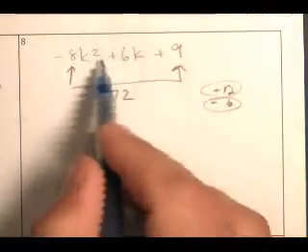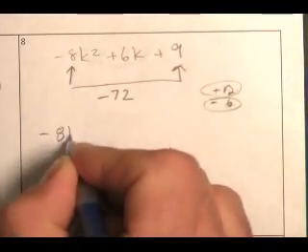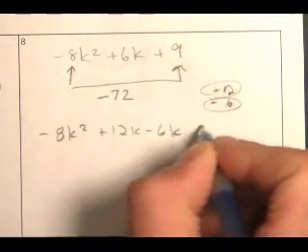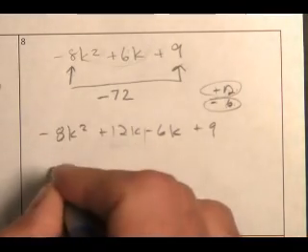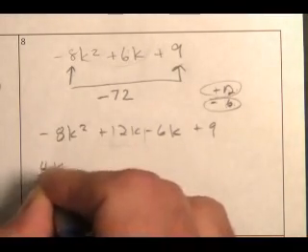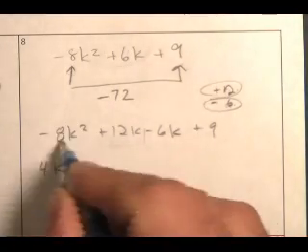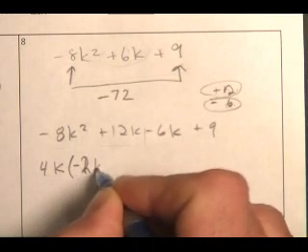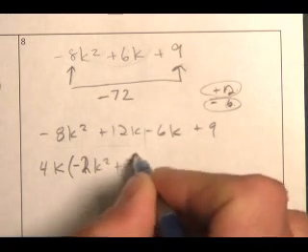Good, so I'm going to rewrite this k term, the linear term, as a sum of these guys. So negative 8k squared plus 12k minus 6k plus 9. Look at the left side, factor out everything I can. I know a k is coming out and a 4. What do I get? Negative 2k squared. 4k goes into that 3 times plus 3.